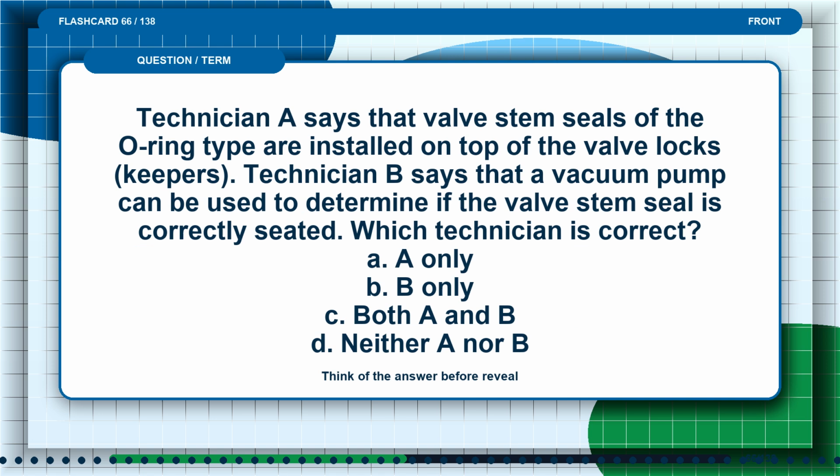Flashcard 66. Technician A says that valve stem seals of the O-ring type are installed on top of the valve locks (keepers). Technician B says that a vacuum pump can be used to determine if the valve stem seal is correctly seated. Which technician is correct? A only, B only, C both A and B, D neither A nor B. Pause and think of the answer before the reveal.